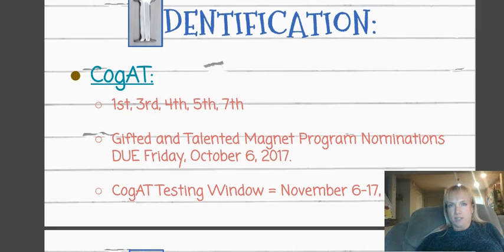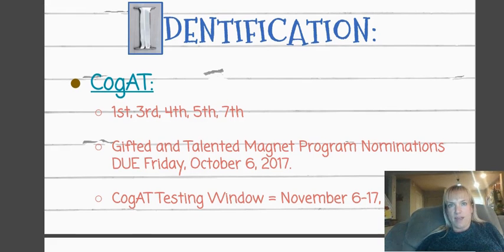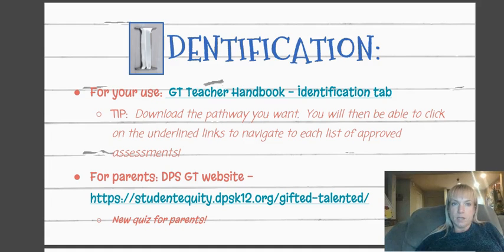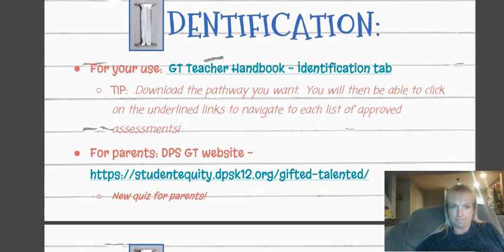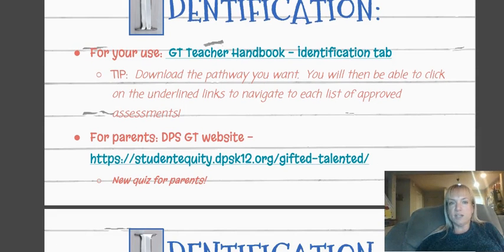That said, I do want to let you know also, if you did not get a list yet, I can send you a list of all the qualifying assessments that you can use. So if you're wanting a list of what can be done besides the NNAT and the COGAT, ask me for that list and I will send it your way if you do not yet have it. If you're looking up more information on identification, please keep going back to that GT Teacher Handbook. There's an identification tab. You can also use the search bar at the top. There's a website also for parents where they can have a quick quiz if they're trying to figure out, is my kid gifted? What exactly does that mean?